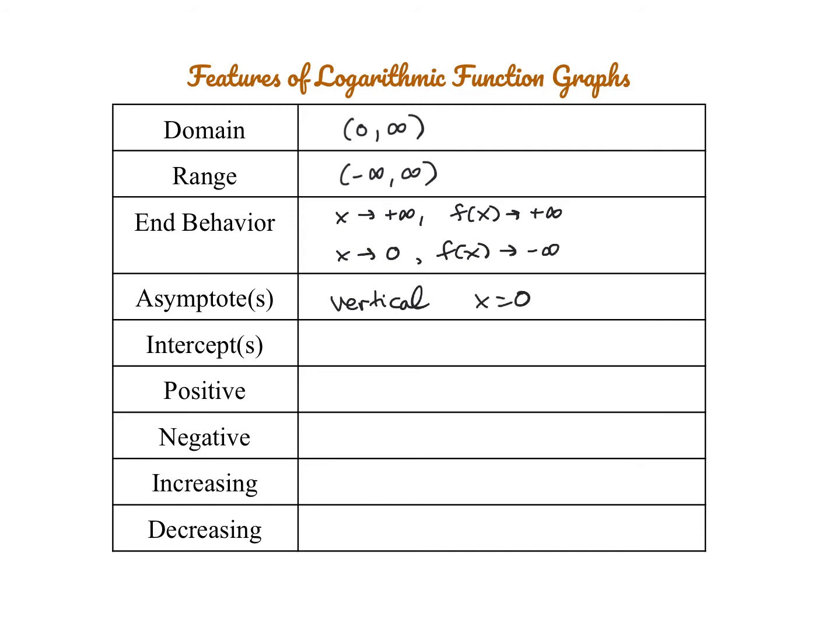For intercepts, they will all go through that point 1, 0. Again, this is for the parent function. If there's some sort of shifts going on, then that could change. Our graph is positive to the right of our intercept. You can see that's where our graphs crossed over. So it's positive from 1 to infinity, and it's negative from 0 to 1, between that vertical asymptote and where it crosses the x-axis.